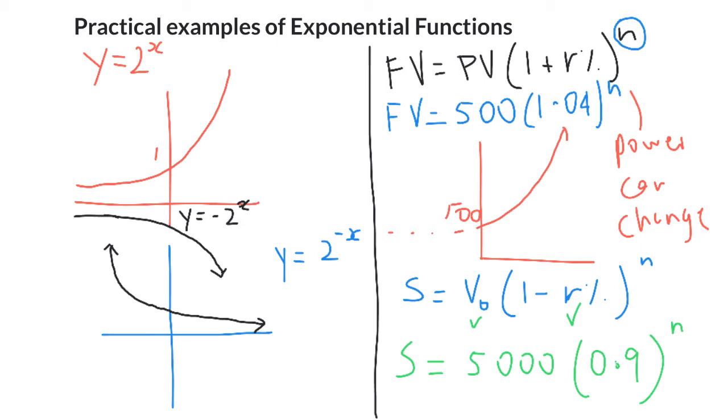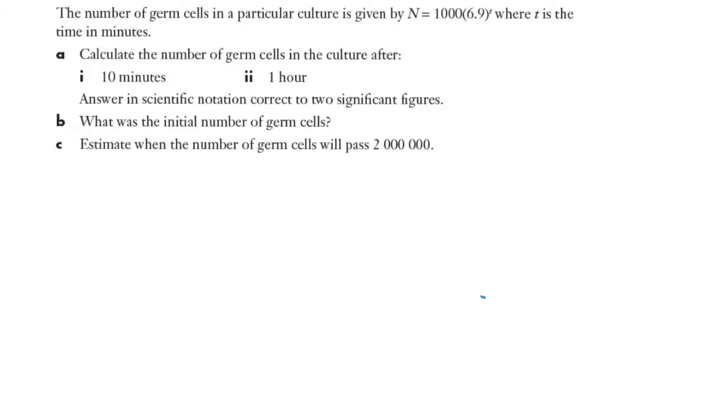Let's have a look at a couple more examples. An example here about the number of germs in a particular culture. N equals 1,000 times 6.9 to the power of t, t being our time in minutes since we started measuring the number of bacteria. And we're going to see how this grows as time goes on.